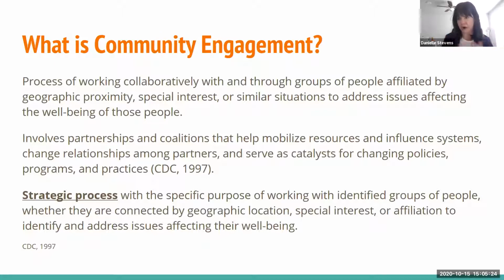It's a strategic process that we should always be engaging in, no matter where we are in our strategic planning process. And the specific purpose of this is to bring people together and figure out how to work together and where to plug people in as we work towards making homelessness rare, brief, and non-recurring.